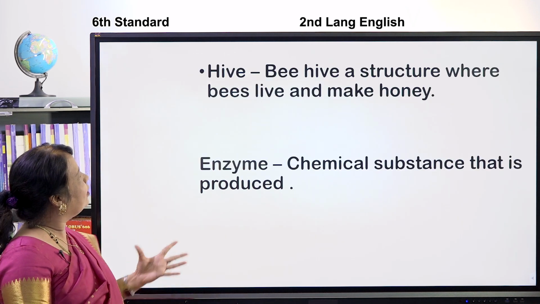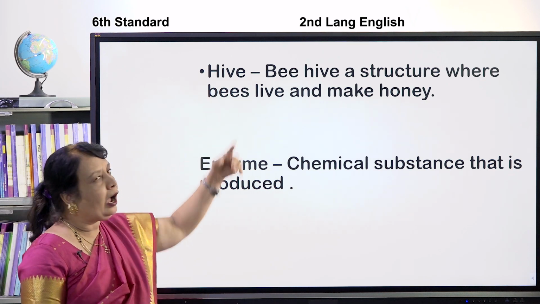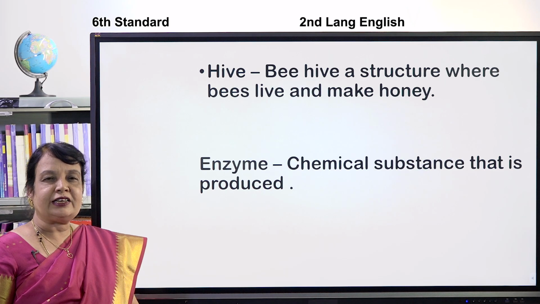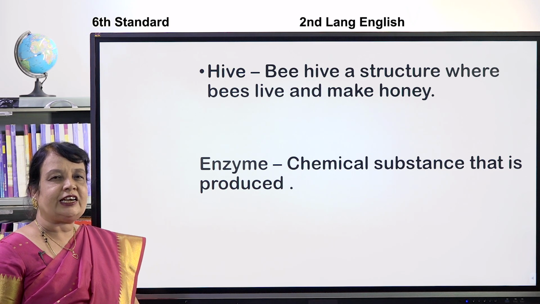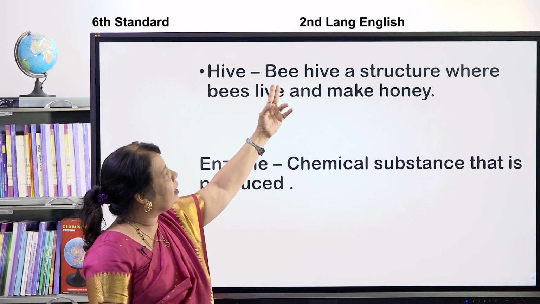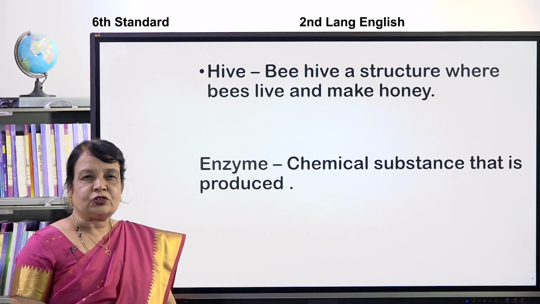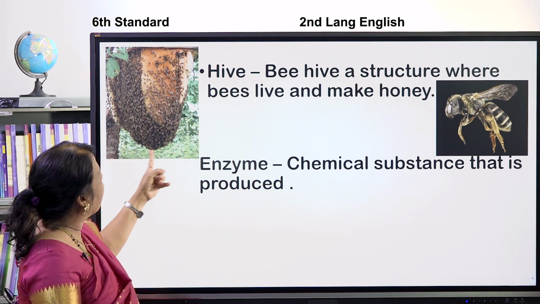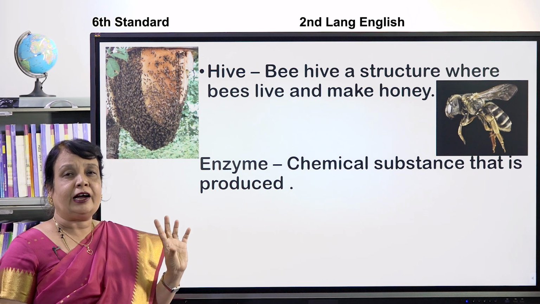Yes, children. Here, I have a word here. Hive. Beehive, a structure where bees live and make honey. What is it called as? Hive. H-I-V-E. Hive. It is also called as beehive. Can you see, children? This full part, it is called as beehive.